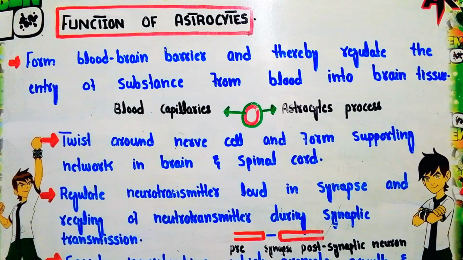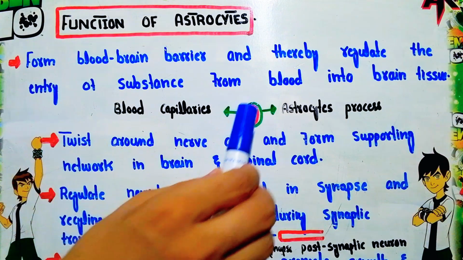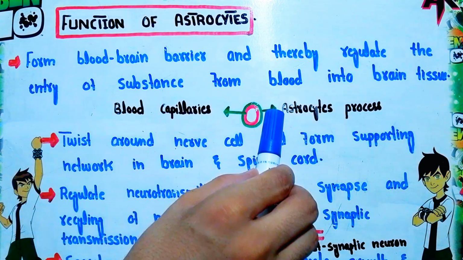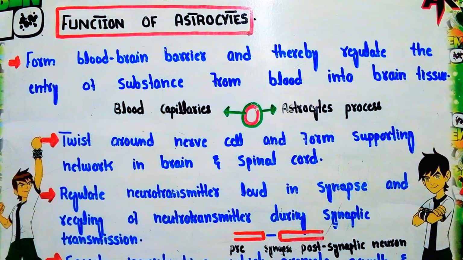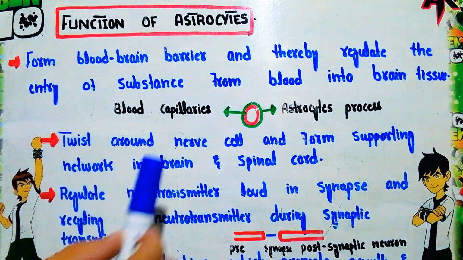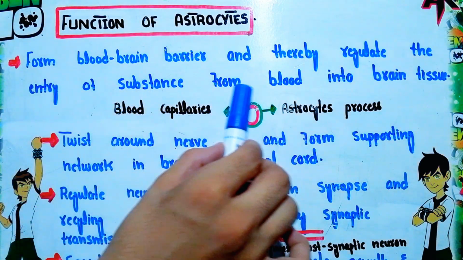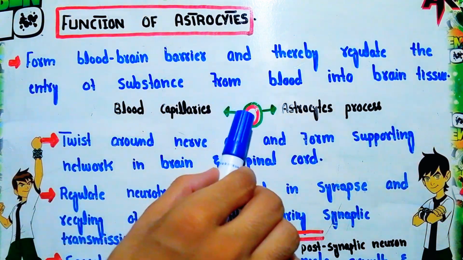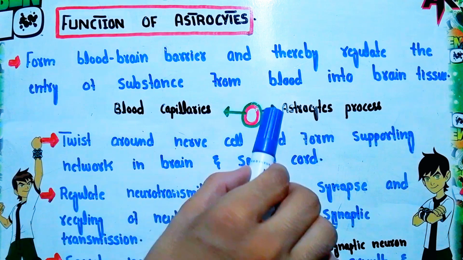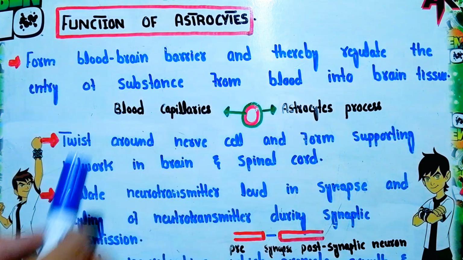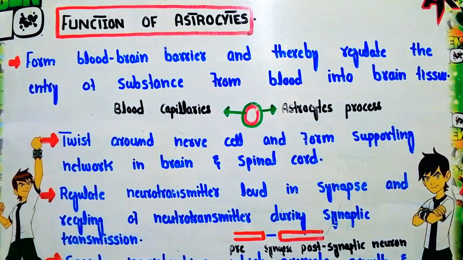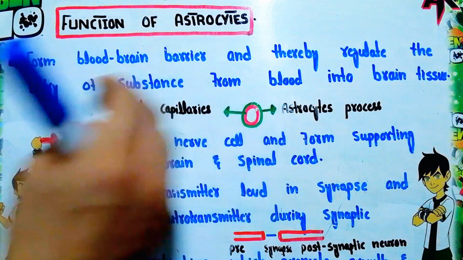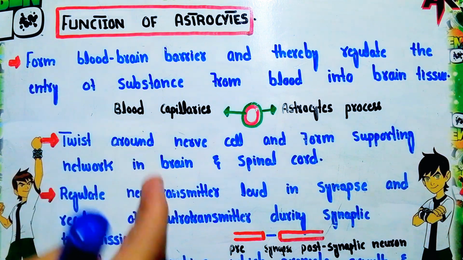So in other tissues, a microorganism in the blood capillary will move out from the capillary and cause various types of infection in the other tissues. But in the case of the brain, the blood capillary is surrounded by the processes of the astrocytes, due to which the microorganism is unable to move out from the capillary and cause infection in the brain tissue. So due to this process of the astrocyte, the brain is protected from microorganisms and infections.